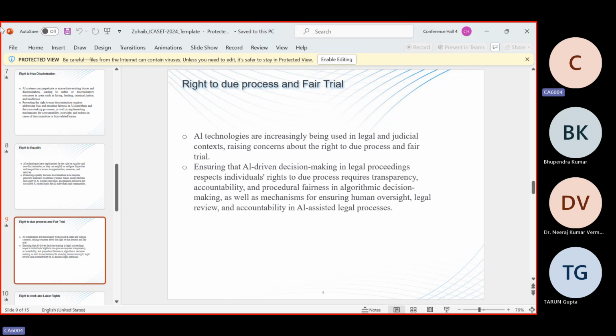There are various cases in judicial making, like the Supreme Court of India's judgment in the Puttaswamy case, which has implications for AI governance. It underscores the need for data protection, consent mechanisms, and accountability in AI-driven decision-making processes, which is a big challenge in the AI domain.